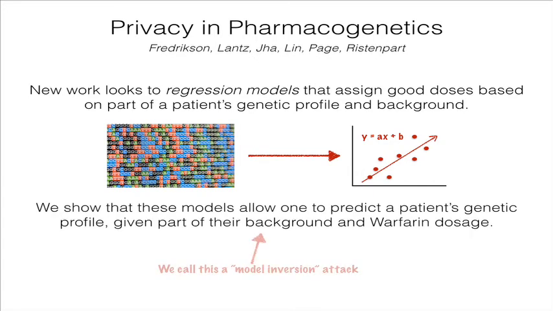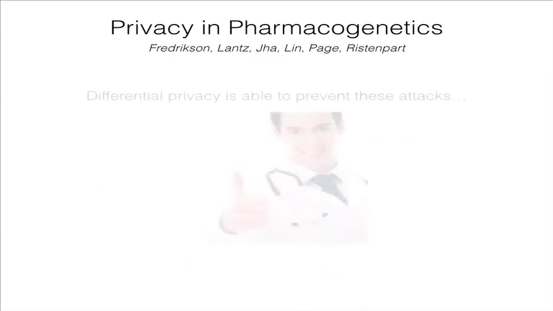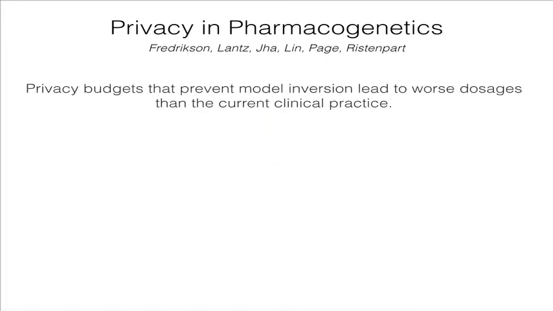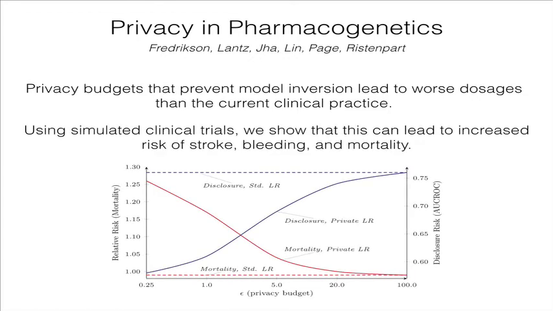In this paper, we show that these models can allow one to predict a patient's genotype given their background and their warfarin dosage. We also find that differential privacy is able to prevent these attacks, but the budgets that do so can lead to worse dosages than the current clinical practice, and this in turn can lead to increased risk of stroke, bleeding, and mortality.